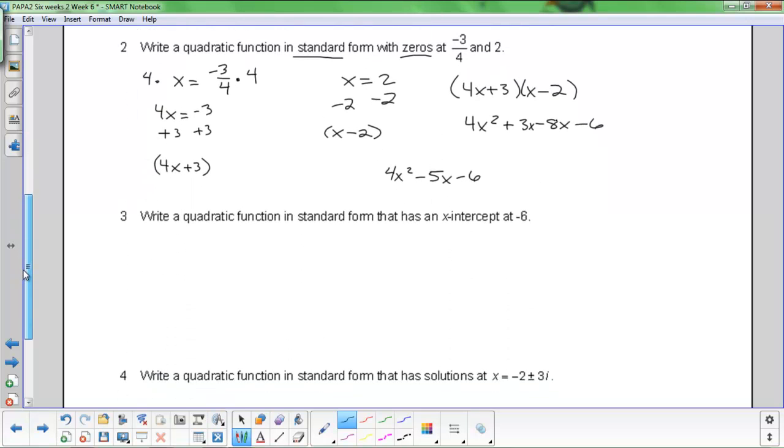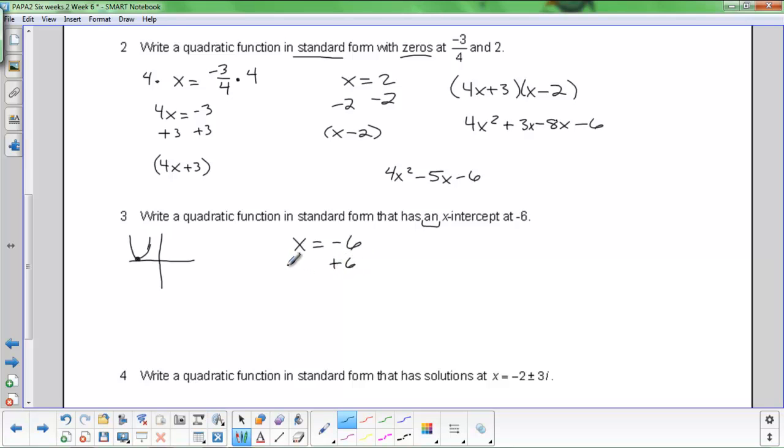Question number 3. Writing a quadratic function in standard form that has an x-intercept at -6. Now, although this can be interpreted that there's another one somewhere else, we're going to make the assumption that this particular quadratic crosses the x-axis only once, and the place where it crosses it is at the number -6. So that means what I have here is 2 answers, x equals -6 and x equals -6. That's typically what happens when there's one single solution. What you're going to end up with is a perfect square trinomial.